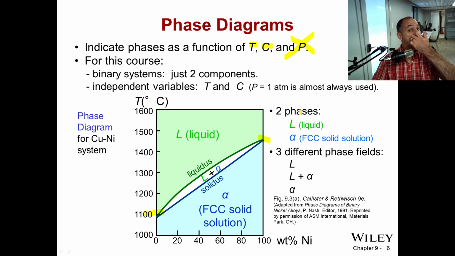So there's two phases in this. There's a liquid, and then there's an alpha, and that's it. But there are three phase fields. We can have a liquid, we can have a liquid plus alpha, and then we can have just alpha. So this white region in here is kind of like a slushy zone, where it's partially liquid and partially solid. And then as you continue to cool, that slush goes to 100% solid.